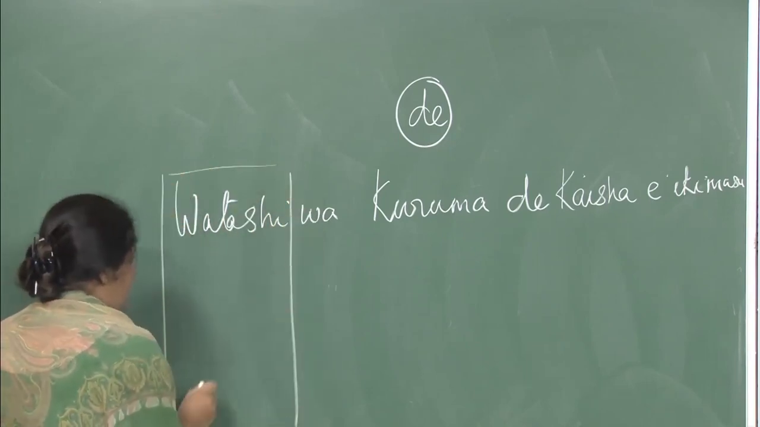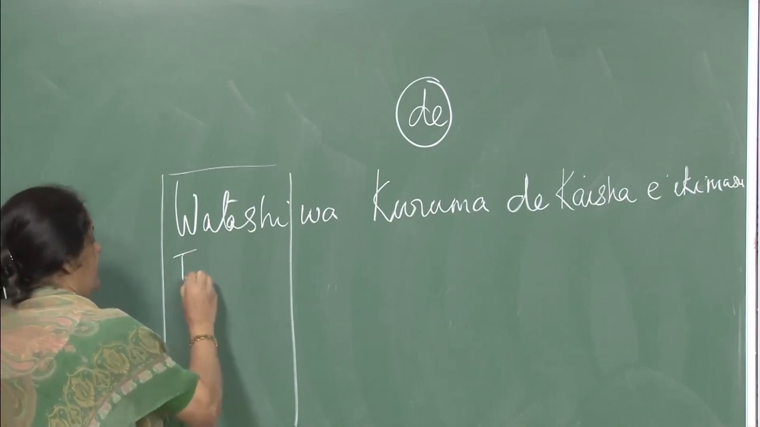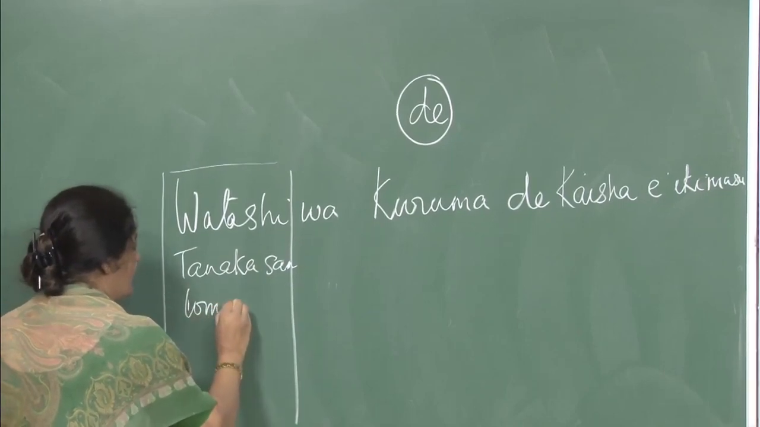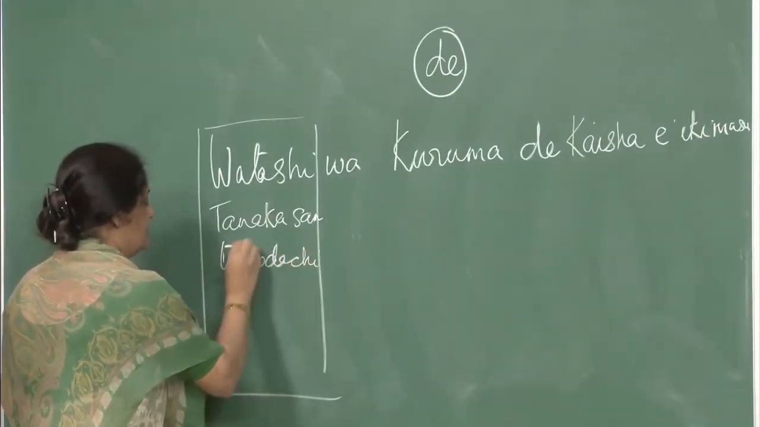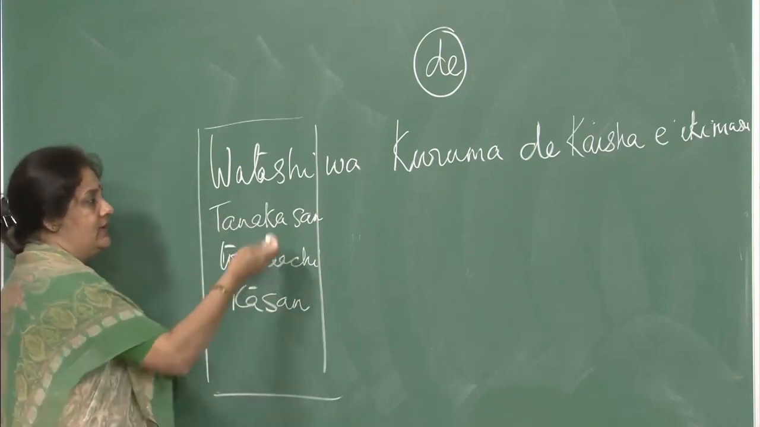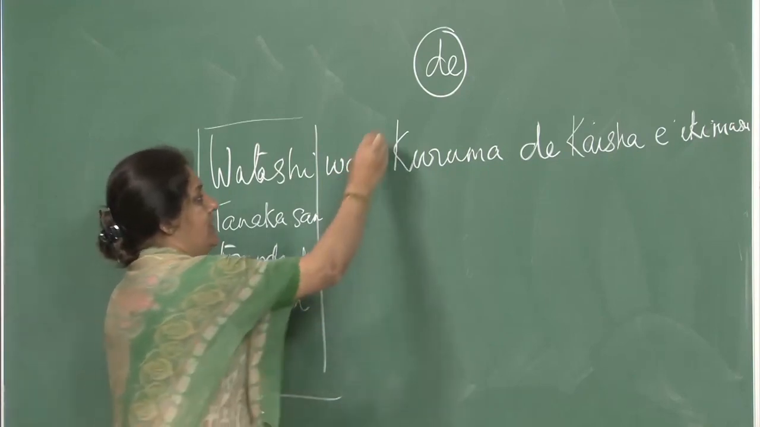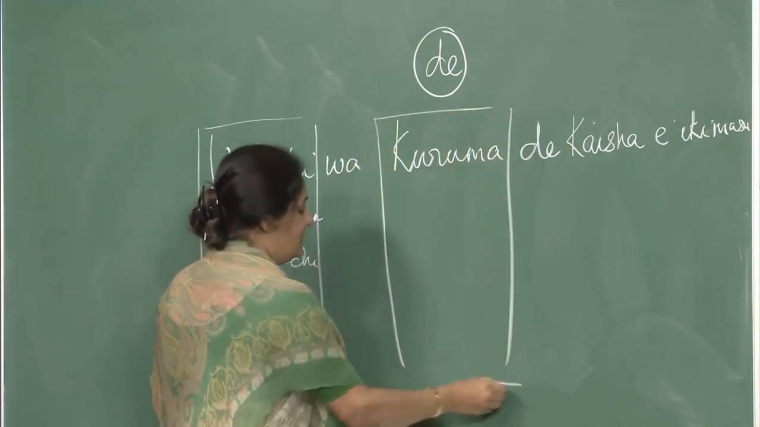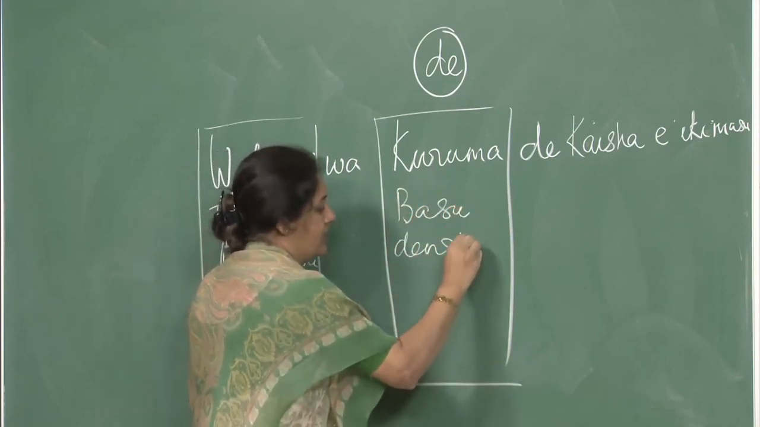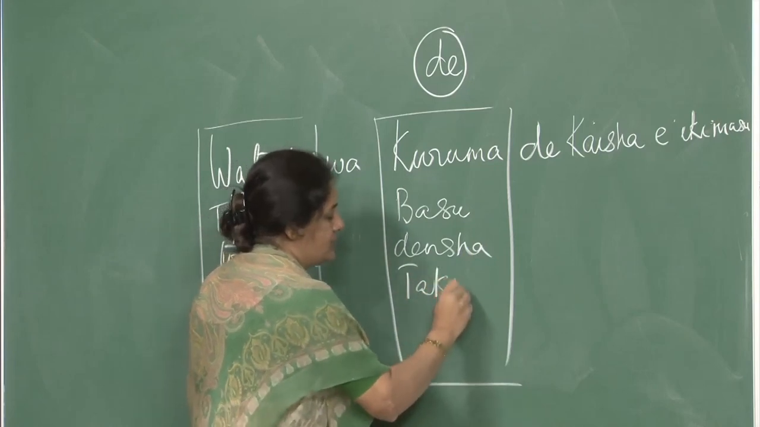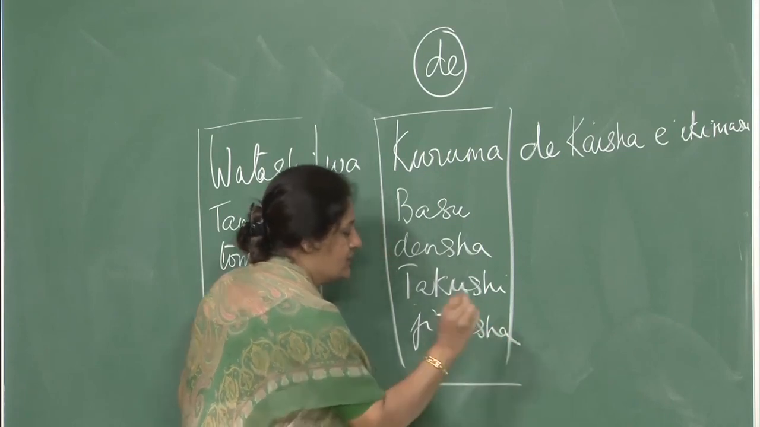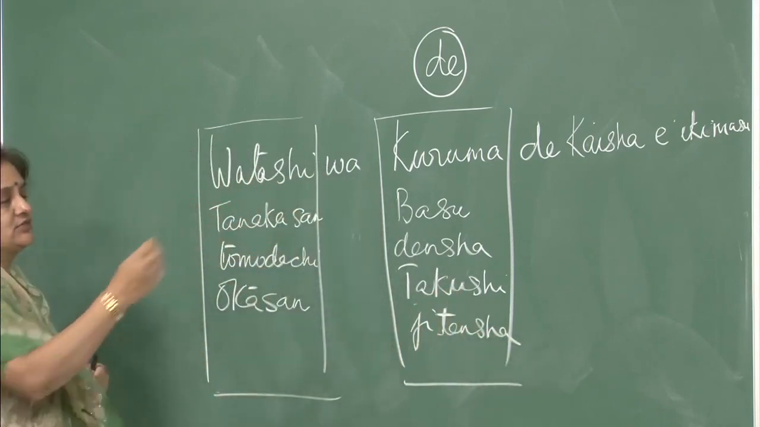This can again be replaced with Tanaka-san, tomodachi, okaasan, or any other noun that you have done. And kuruma could be easily replaced with bus, densha, takushi, jitensha. Any of these you can replace, and you can make so many sentences.